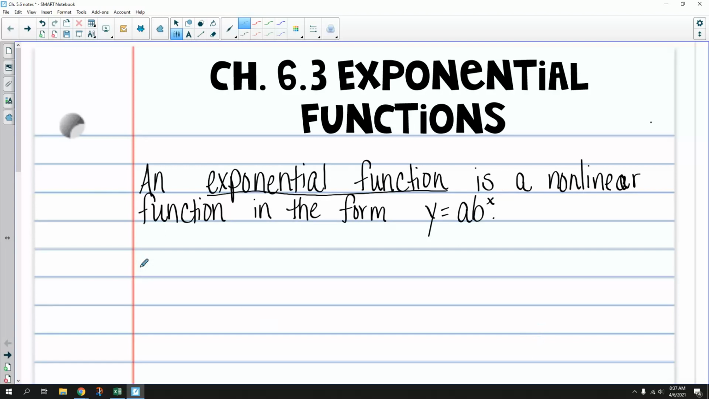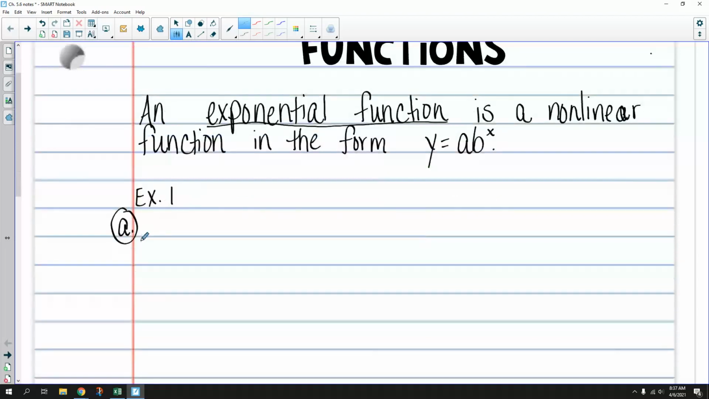So on a table, I'm going to show you how you can identify if it's exponential or if it's linear, okay? So for example, letter A, if you have a table, this is X, this is Y, and the values on the table are as follows. 0, 1, 2, 3 for X, and for the Y values we have 2, 4, 6, 8.